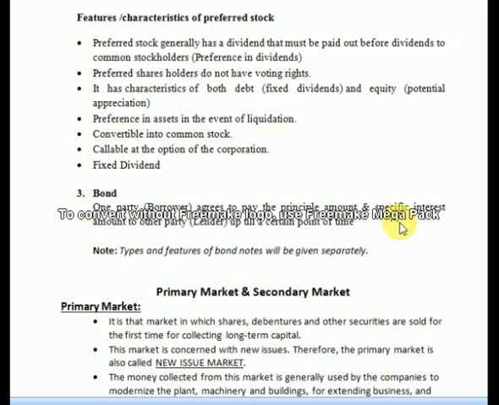So due to both the equity and debt properties, this is called a hybrid security. Only and only this is the unique characteristic of the preferred stock, that they have both properties.